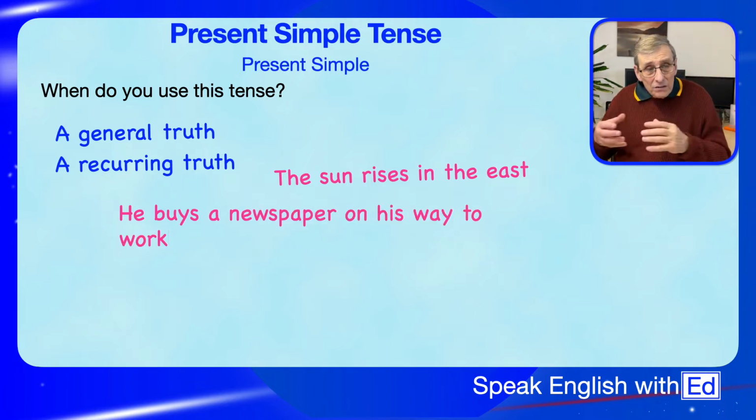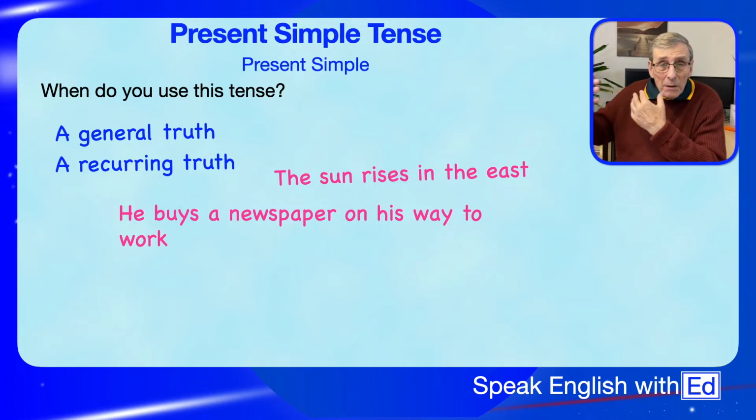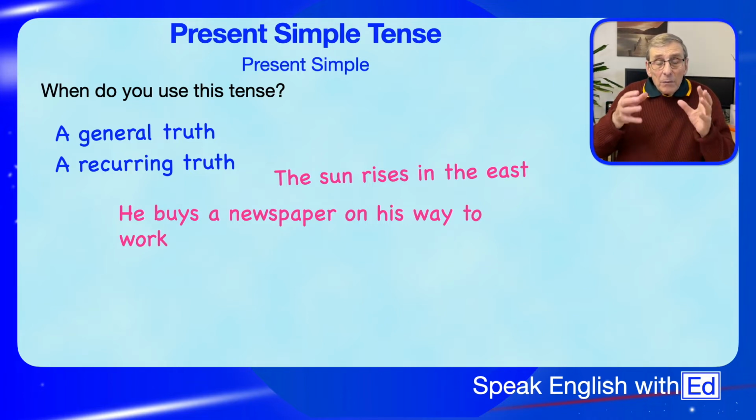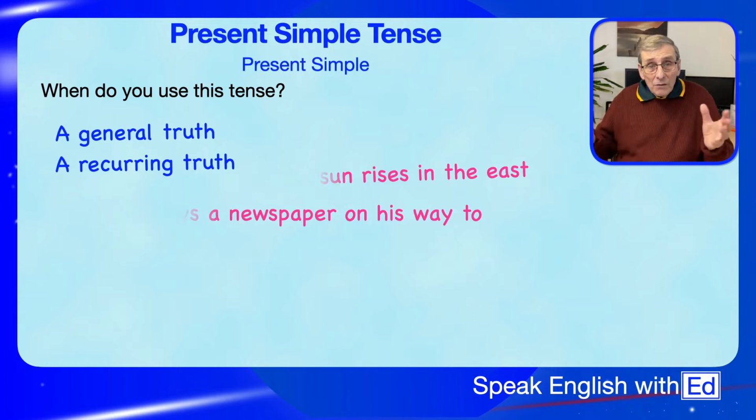So you're talking about somebody, and he's saying he pops on his way to work every morning. He pops into the shop and he buys a newspaper. It's a recurring truth. So you use the present simple tense to tell that he does this. He buys a newspaper on his way to work every morning.